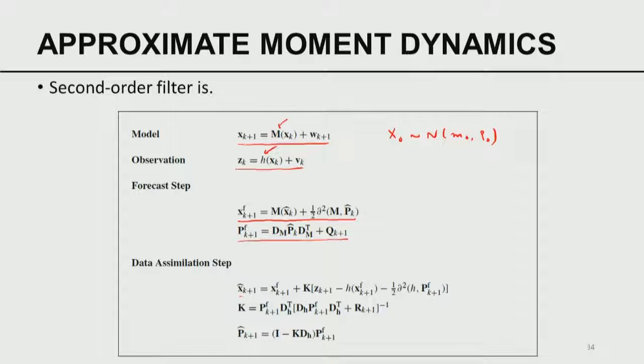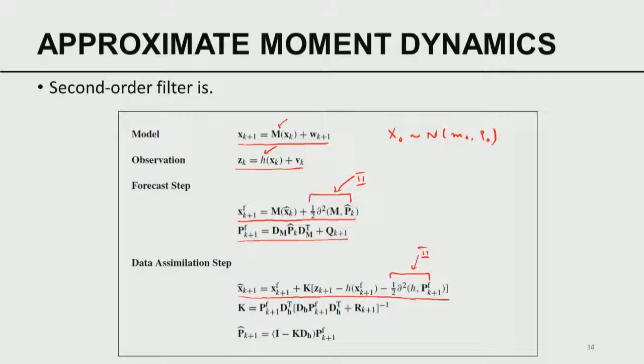What is the second order accurate analysis? That is that. Now, please understand, what is this term that makes the second order accurate? This is the second order term that affects the forecast. Likewise, this is the second order term that affects the analysis. That's why both the forecast and the analysis are second order accurate.